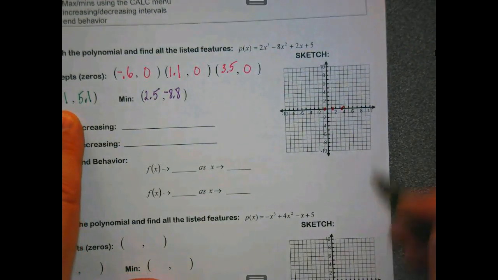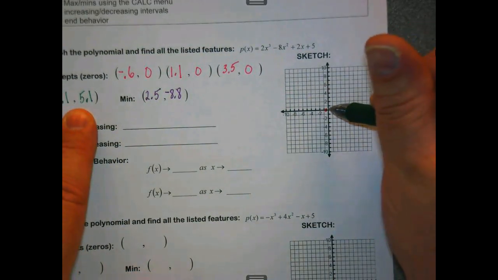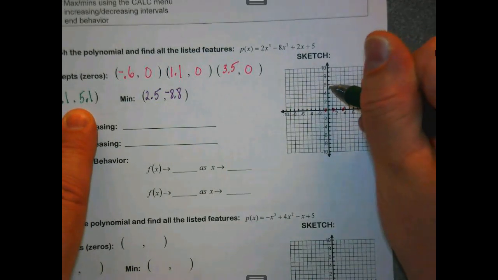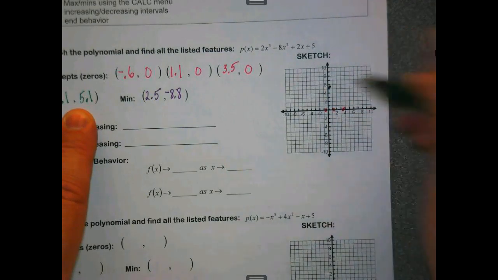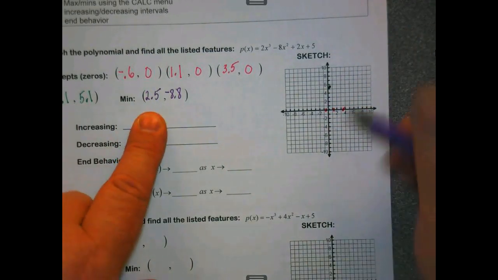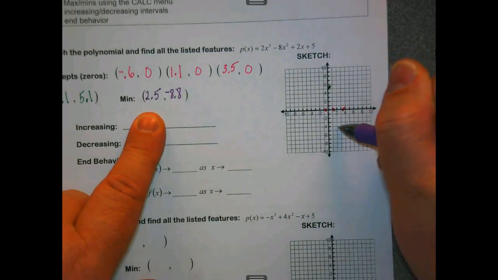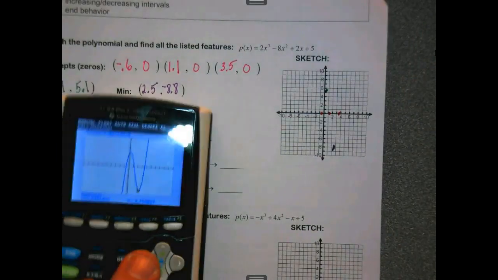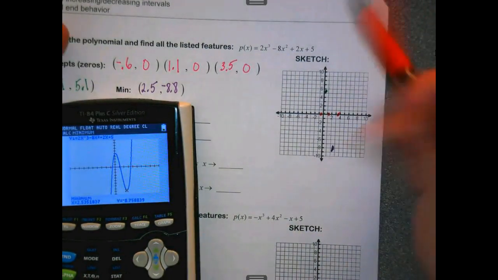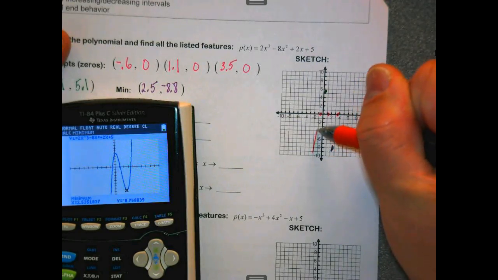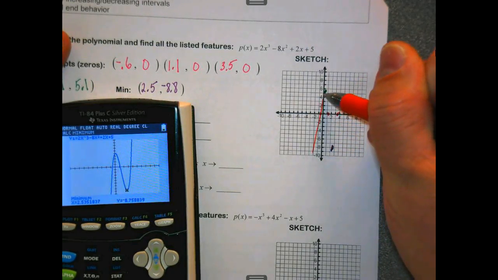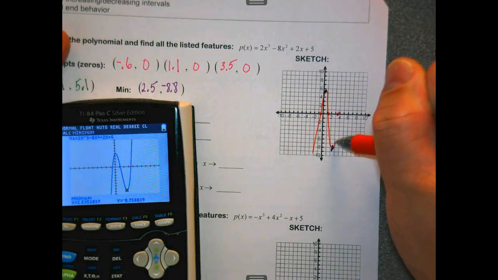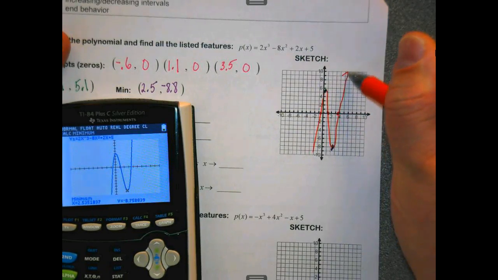0.1, 5.1. Was that a -0.1? No. 0.1, 5. Right about there. And then my minimum, 2.5, -8, almost 9. Going to sketch my graph. Coming from negative infinity, goes through my first 0, hits my max, turning point, goes through the second 0, hits the min, turning point, third 0, and up.